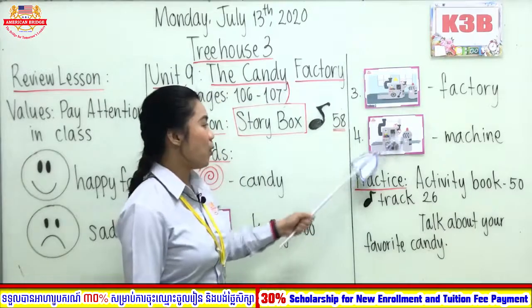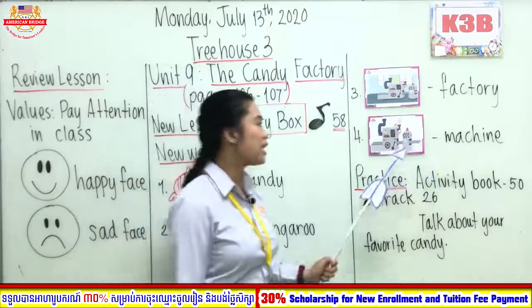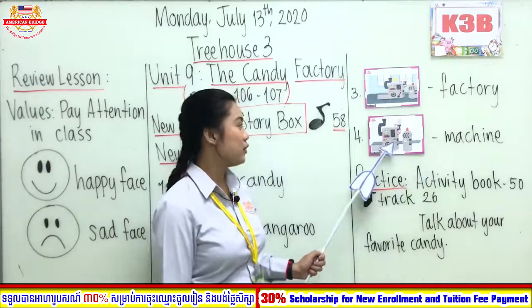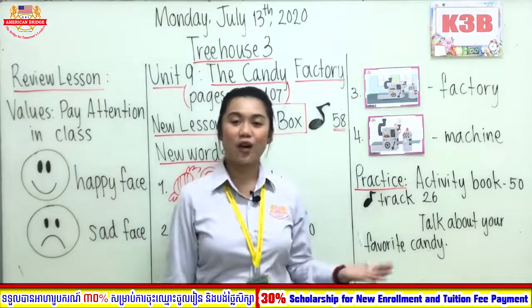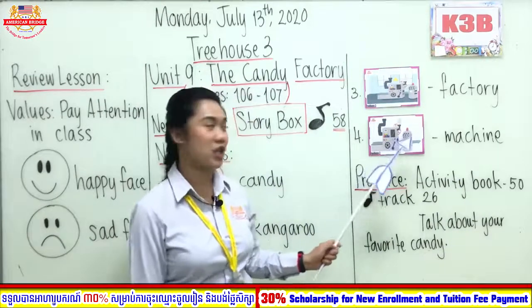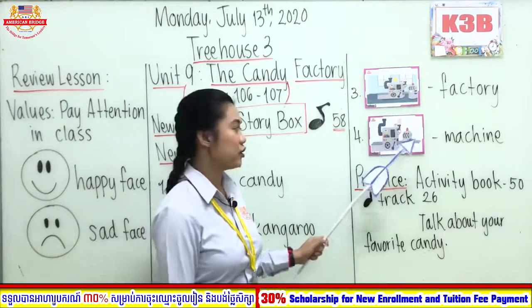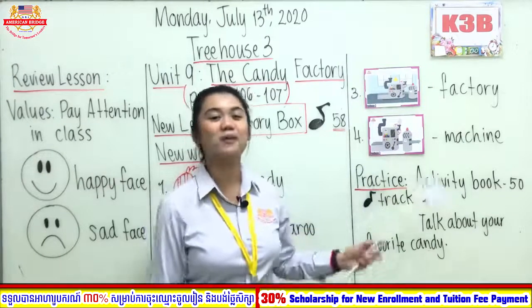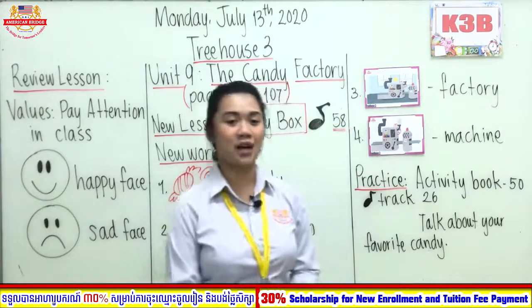Now this one, our number 4, this is machine. Machine is an equipment that you can use to make something like clothes or candies. Alright, everyone? So that is a machine. There's a lot of buttons, on and off, turn, and that's it. Our machine. Alright, everyone? So now let's proceed to our practice for today.